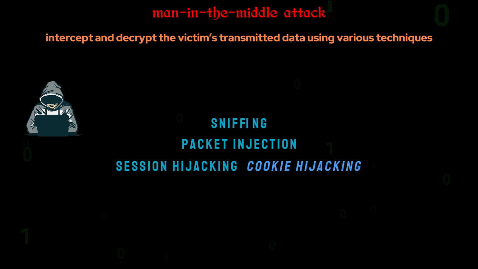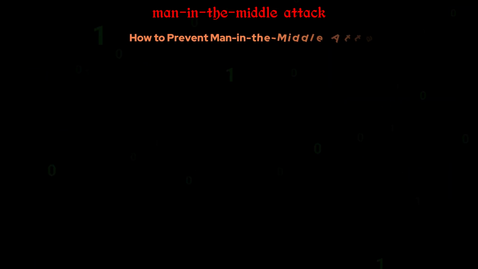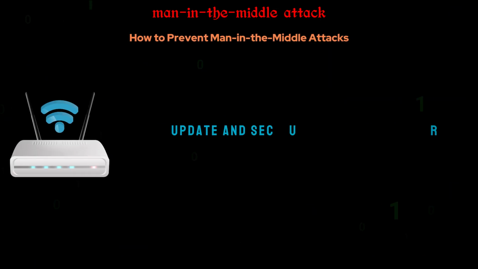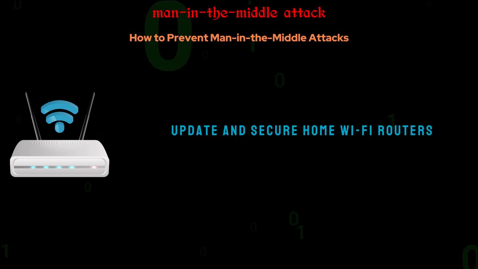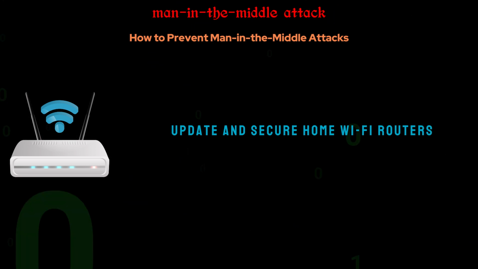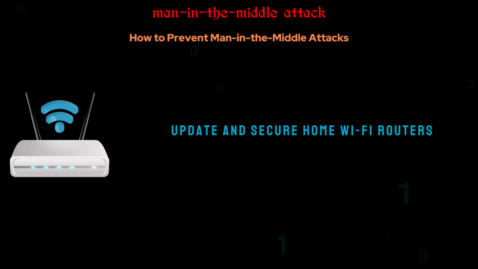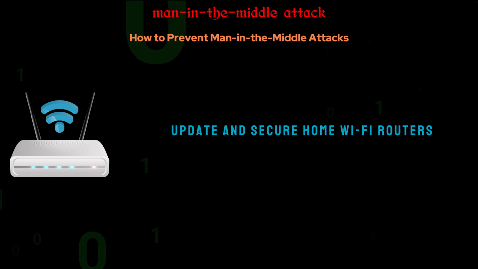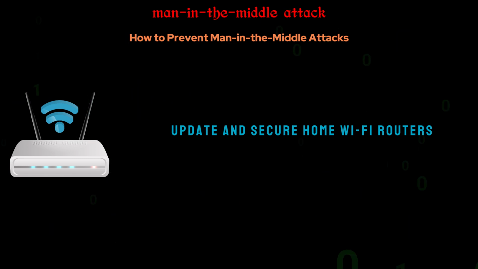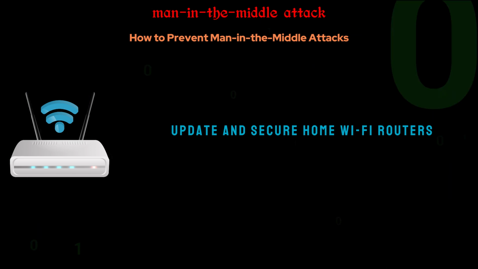How to prevent man-in-the-middle attacks. Update and secure home Wi-Fi routers. This is perhaps the most important, as work-from-home policies usually mandate that employees use a home router to connect to the Internet to access the corporate network. Wi-Fi router software, known as firmware, should be updated from time to time. This process needs to be carried out manually because firmware updates are not automatic.